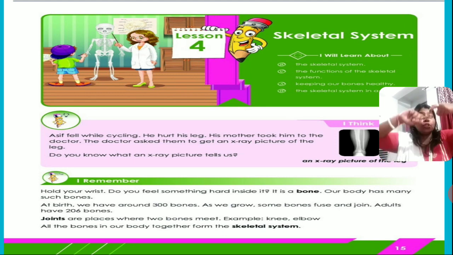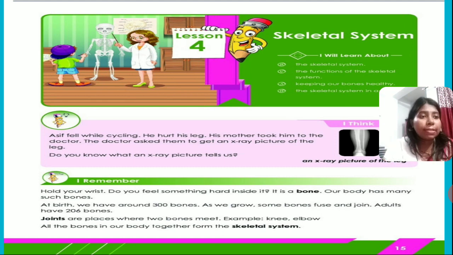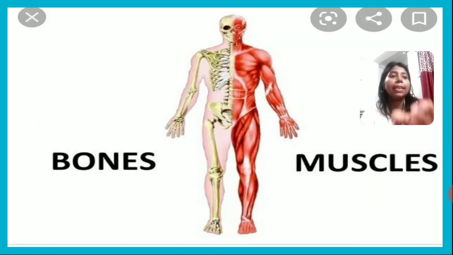Clear? So when two bones meet, they are called joints. Will you remember? So we have many joints in our body. Okay, let's see here. Our body, first it is the bones, and then after the bones it is the muscles.